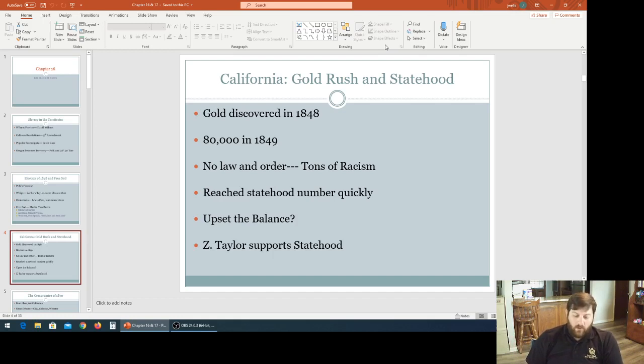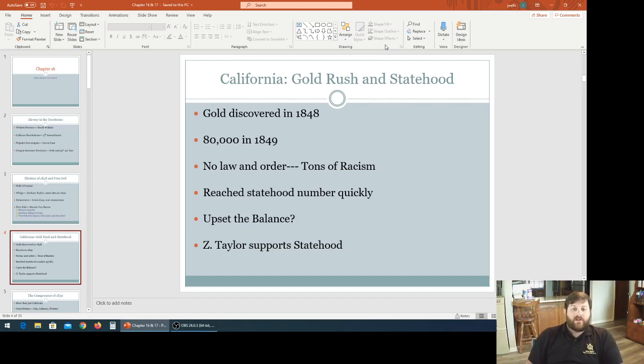Okay, so it's ready to apply for statehood really quickly, but we still have the issue of slavery in these areas, and it will upset the balance again. Okay, big issue is, are we going to allow slavery? Because we have a balance of free and slave states. Okay? The people of California already made a government that was anti-slavery, so Zachary Taylor supports them and wants to get them into the Union. But this doesn't happen because things are complicated.